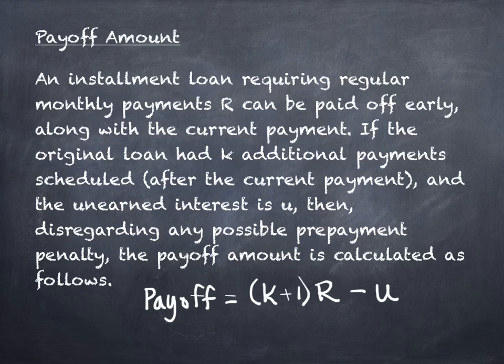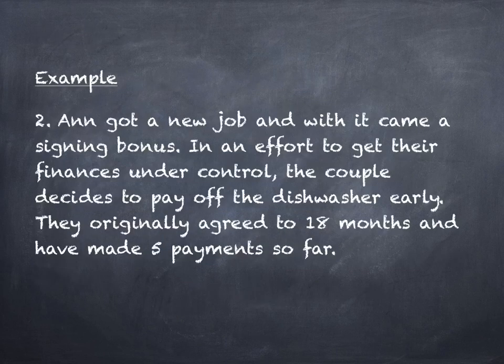It says disregarding that. The payoff amount is calculated as follows. So you take K plus 1 times R minus U, and it starts to look like a little bit of gibberish because there's a lot of letters in there. But they were all defined on the problem before and partially in this description right here as well. Okay? So we're going to go back to Ann and Andy and take a look at their dishwasher loan.